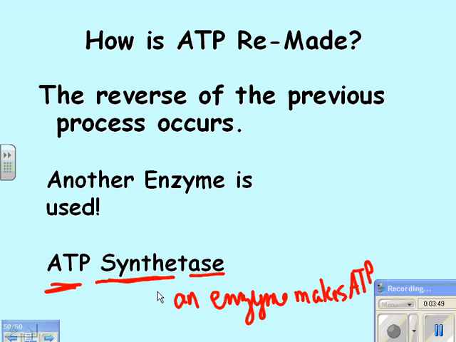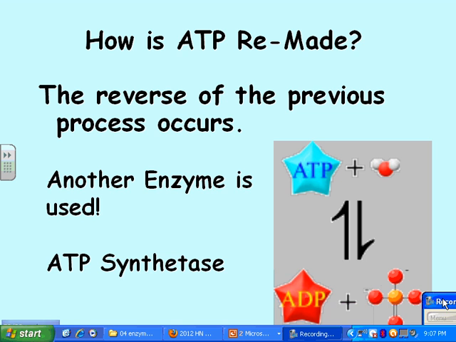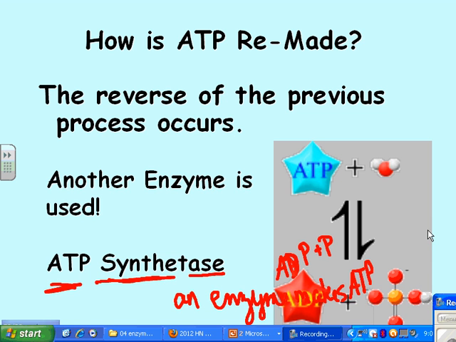But you always start with these raw materials, ADP plus P, and you put these two together using the energy that you got from cellular respiration or whatever to make your ATP. And so here's a picture of the reaction going back and forth.